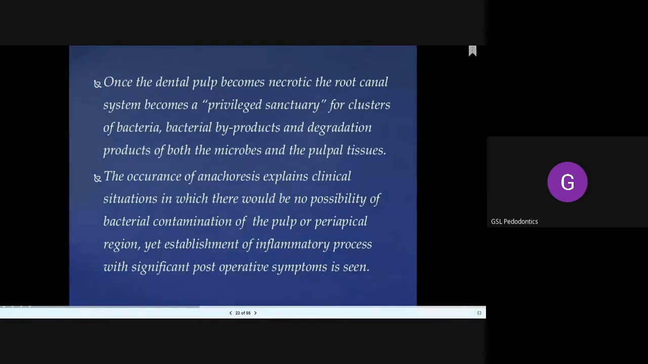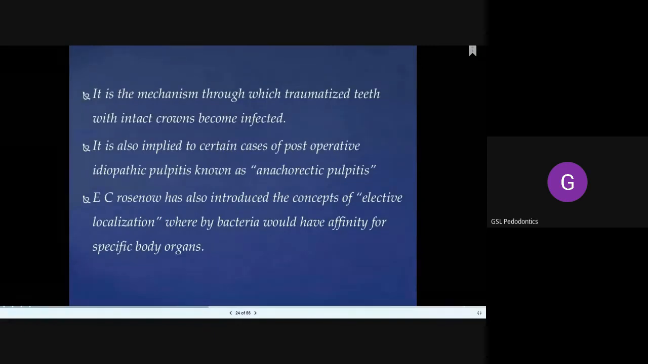So this anachoresis concept explains certain clinical situations. That is, you won't detect any bacterial contamination of the pulp and periradicular tissues, they won't be present in the tooth structure area, but the inflammatory process will be seen. Why? Because they might be present somewhere outside the tooth structure, and due to the concept of anachoresis, they are spreading infection into the tooth. It is the mechanism through which a traumatized tooth with an intact crown will become infected. So idiopathic post-operative pulpitis, after your cavity preparation or anything, meaning pulpitis of unknown origin, is also known as anachoretic pulpitis. Why? Because it is spreading due to the concept of anachoresis.